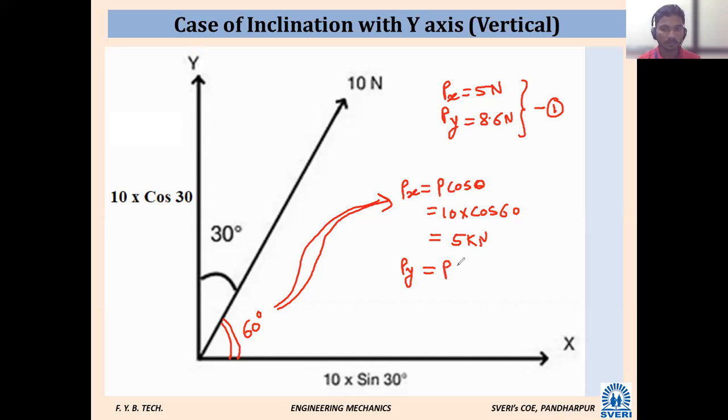P sin theta. Okay. What will be that? 10 into sin 60. Sin 60. What will be that? 8.6. 8.6 Newton.